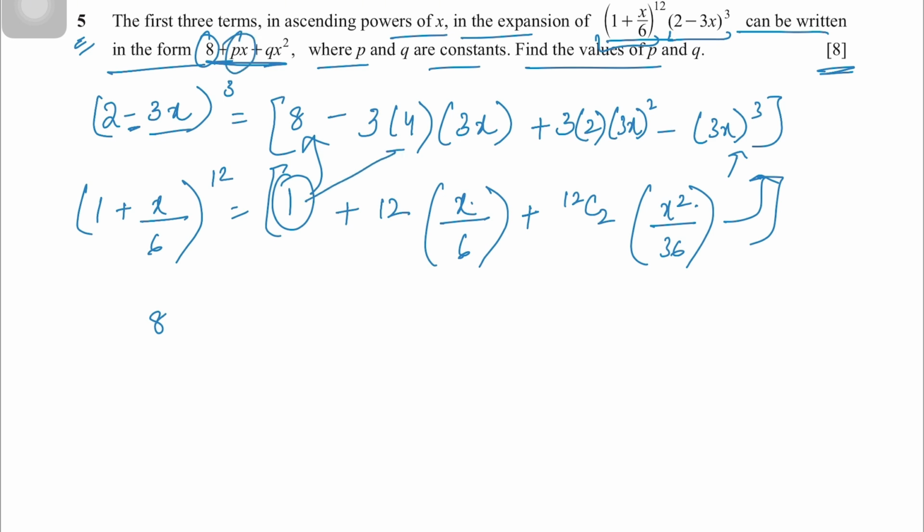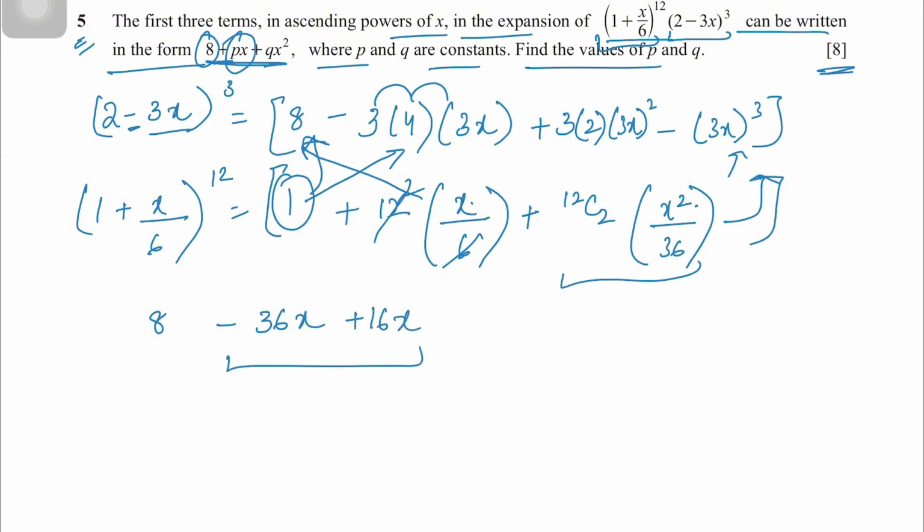So this one can be multiplied to this, and then this term can be multiplied to this. So this would be 3 into 4 is 12, 12 into 3 is 36, so this would be negative 36x. And this can be cancelled out, so this would be 2x multiplied by 8. 2x multiplied by 8 would be 16x, plus 16x. So we have our x. Now we need our x square.